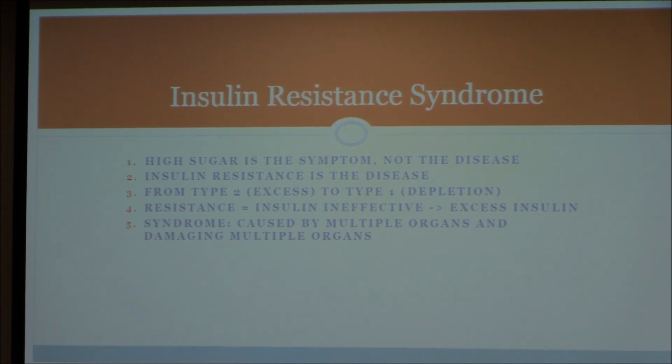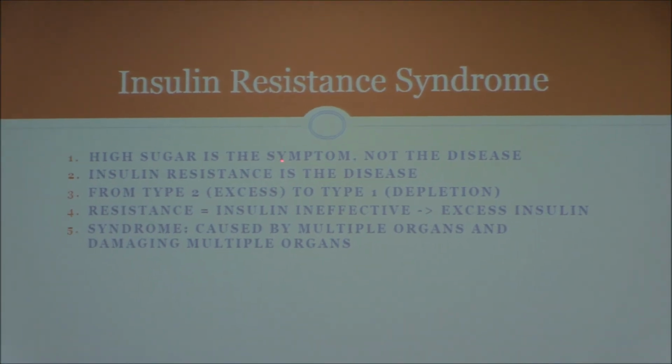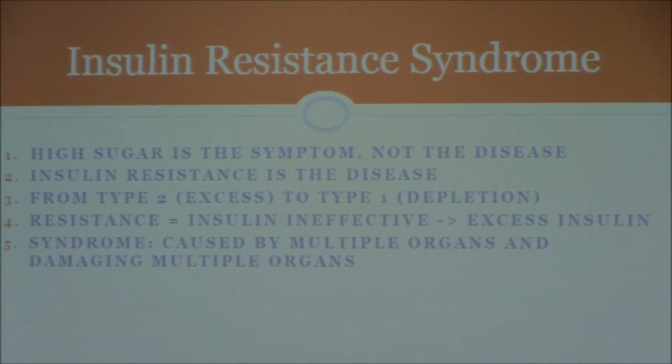Now, this first line is very important. High sugar, that you check all the time. If you're an uncontrolled diabetic, most of your time goes into just checking sugar, and then the other time you're just worrying about the sugar you just checked. So one thing you need to understand is that high sugar is the symptom, it's not the disease.